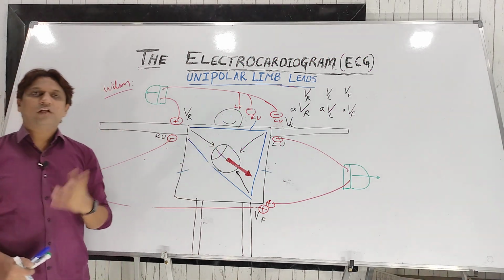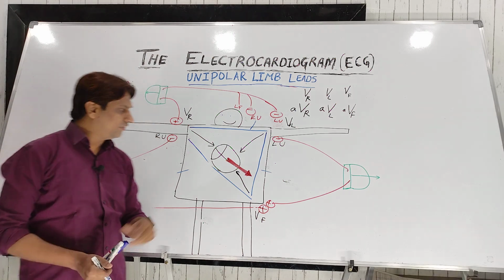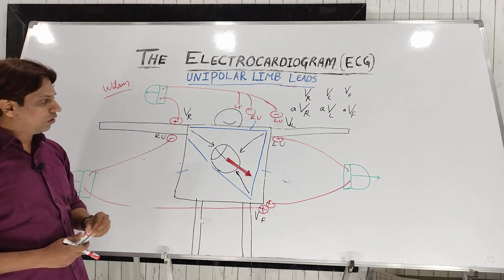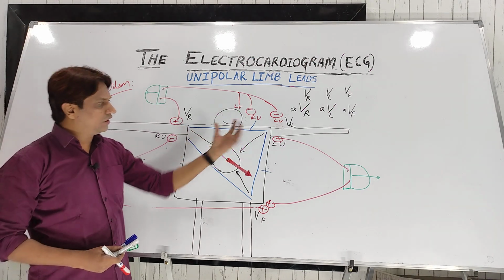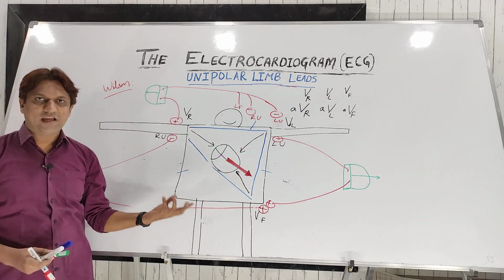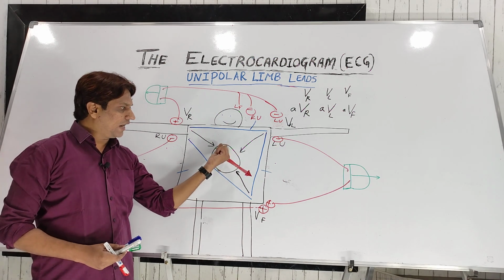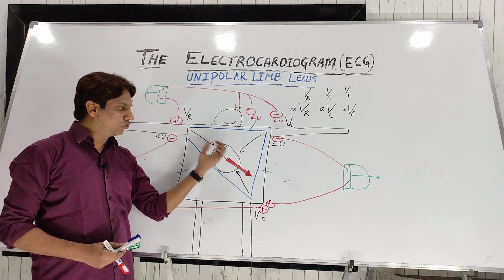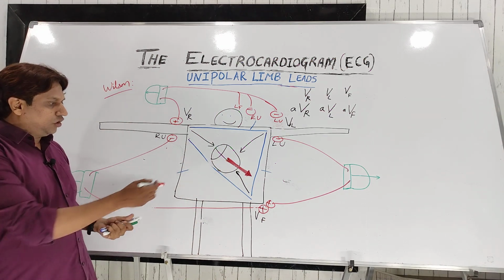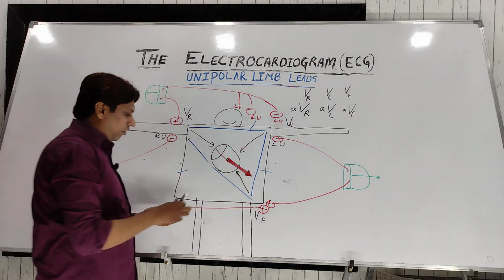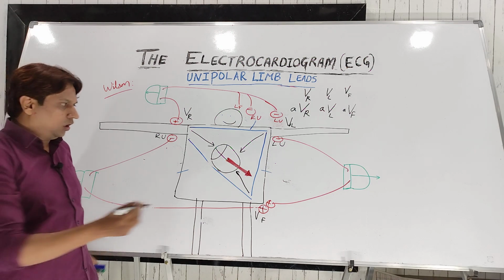So we have to use certain mathematics and some geometry or physics knowledge here. In a volume conductor, if there is an equilateral triangle like Einthoven's triangle, an imaginary Einthoven triangle, and the heart is at the center, that is the electrical source is at the center, then the potential at the points of this triangle is equal to 0.